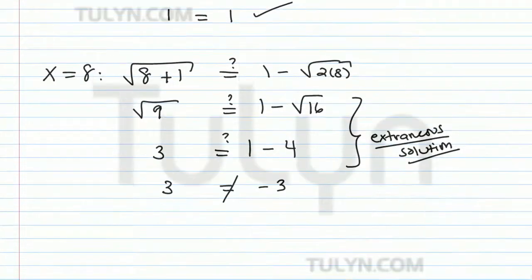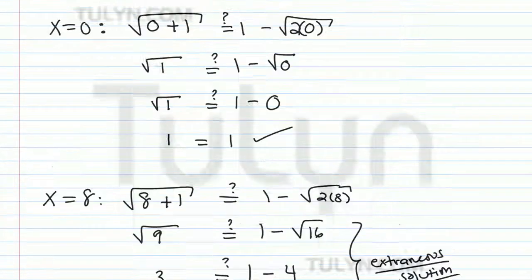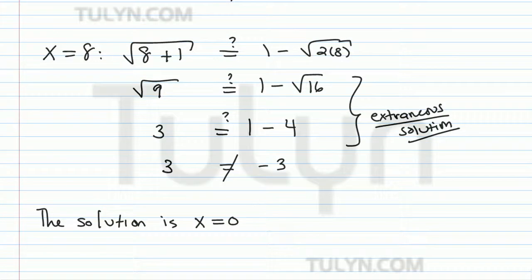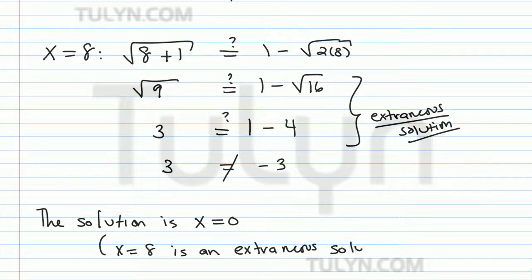So our final thought should be the solution to the equation is x is equal to 0, right? Because when we checked it, it worked out. And if you want to write an extra note, you can say that x is equal to 8 is an extraneous solution. But it's not really that necessary. This top sentence is good enough.